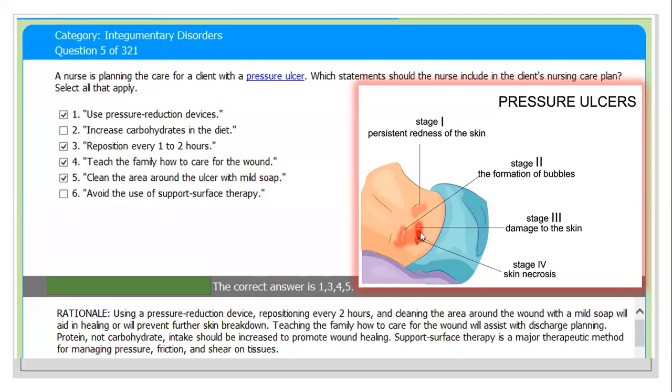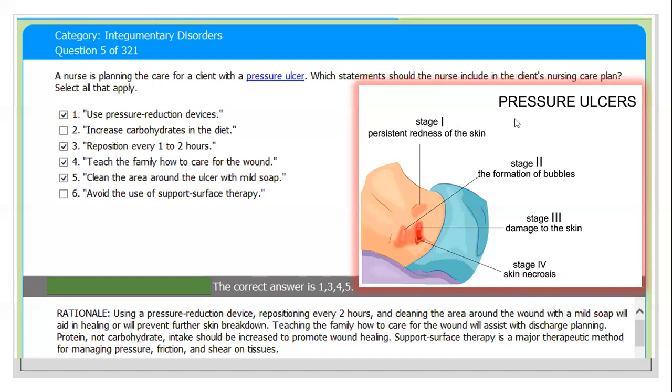Number 3, damage on the skin here. So stage 3 or grade 3 is full thickness skin loss involving damage or necrosis of the subcutaneous tissue that may extend down to, but not through, underlying fascia or structure. When it involves the underlying structure, we call it stage 4, with skin necrosis. Grade 4 or stage 4, extensive destruction or tissue necrosis occurs, or damage to the muscle, bones, or supporting structure with or without full thickness skin loss.